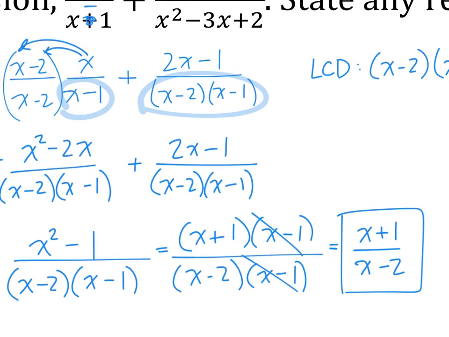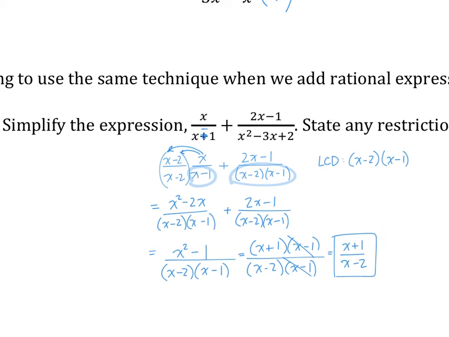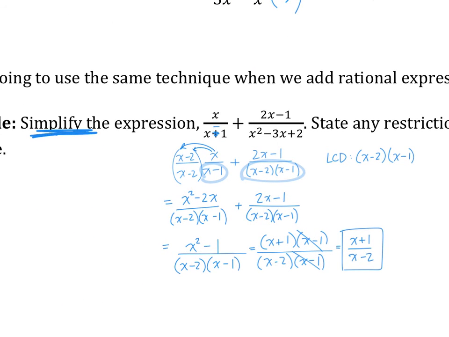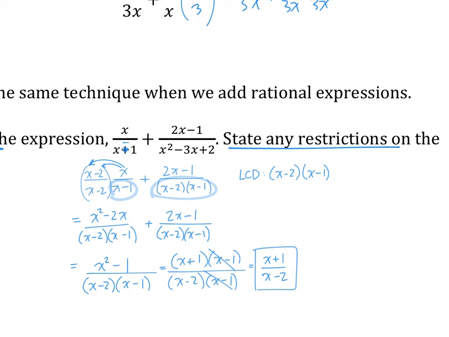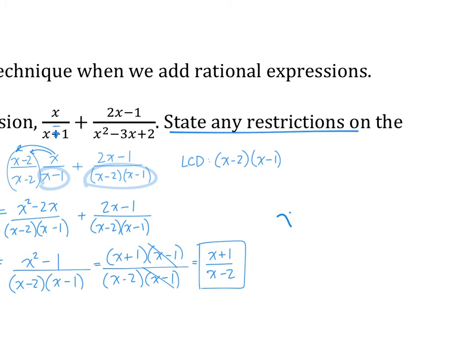All right, let's look at another part of the problem. The first thing says simplify the expression. Simplify means you need to put it in the simplest form. Next, state any restriction. So same thing. What can x not be? 1 and 2. Basically, everything in the denominator is a problem. So the least common denominator before you cancel. It's always before you cancel.